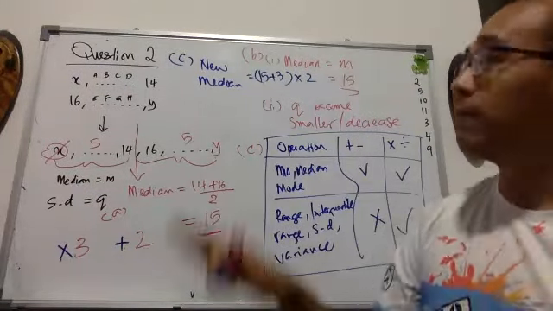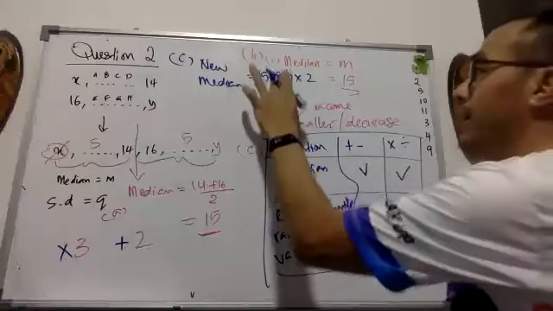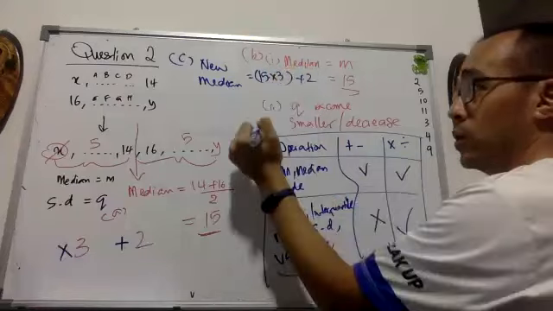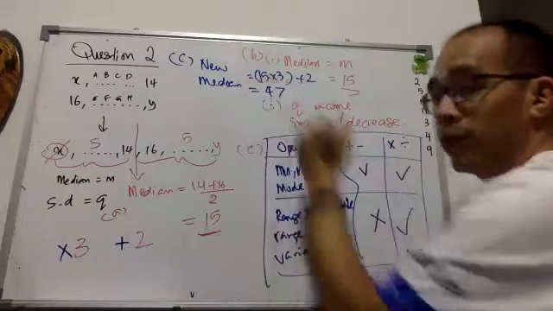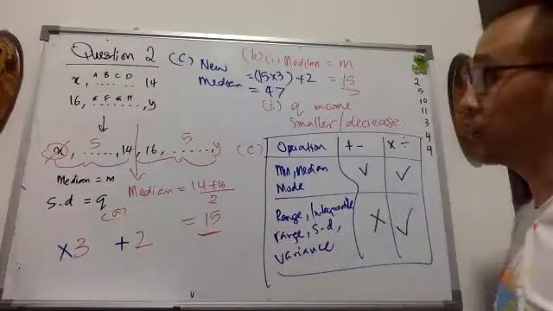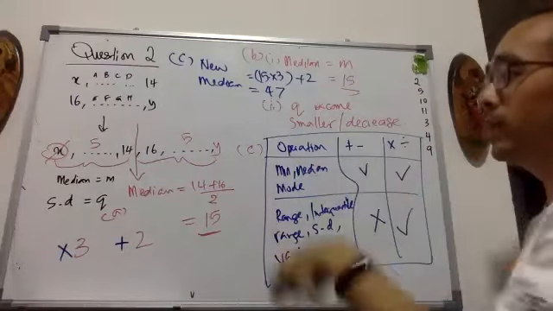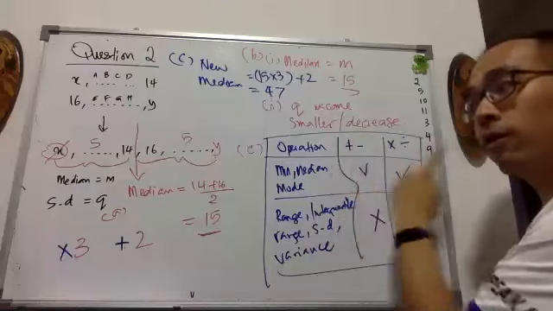Okay, so 3 multiplied, 2 added, which means that here is 15 times 3, and then this is plus 2. So your new median will be 47. Sorry, my bad about this. But remember, only mean, median, and mode is affected by all four.